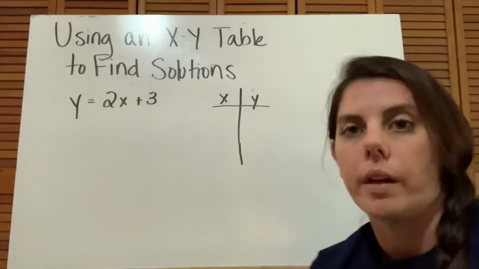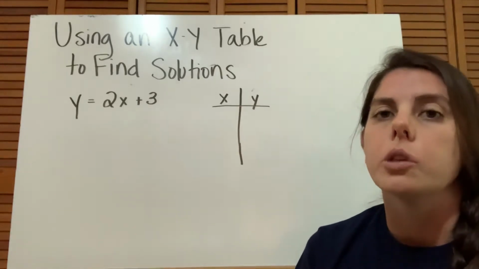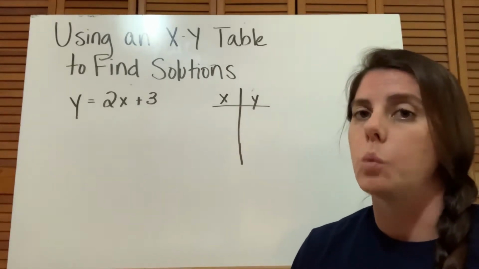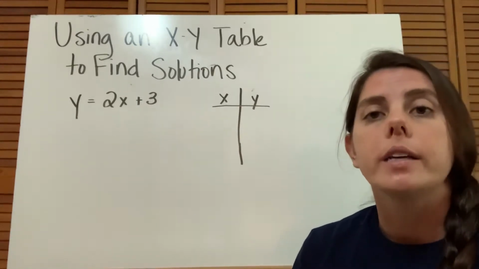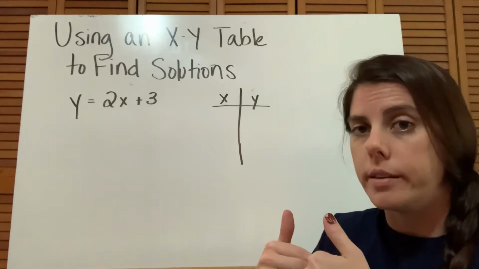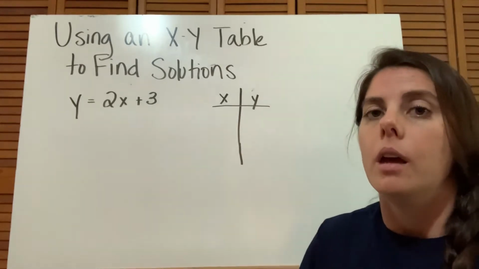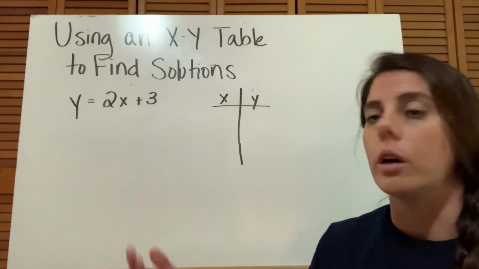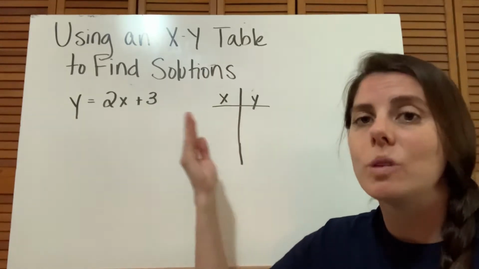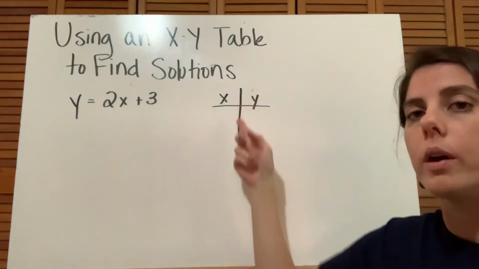The last video that we're going to have for section 4.1 is learning how to use XY tables. So in our last video, we had an equation and they provided coordinates for us, and we had to determine which coordinate was a solution. In this video, we're going to learn how we can find our own solutions to the equation. So we create what we call an XY table.